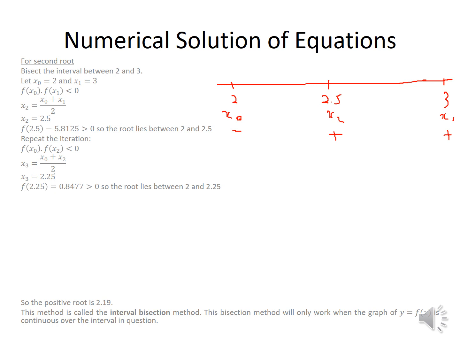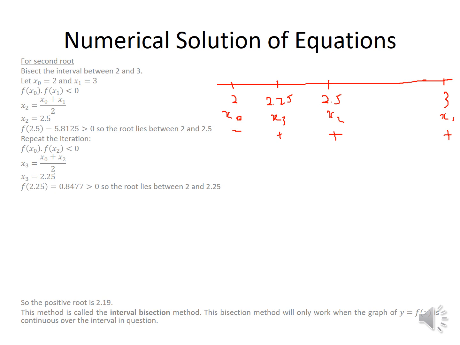f(x0) multiplied by f(x2) is negative, because the value here is negative, the value here is positive, so you produce a negative value. And x3 is equal to (x0 + x2) divided by 2. So we have 2.25. This is x3. And you substitute into the function and check the value. It's positive 0.8477. It's positive, and the value here is bigger than 0.1.